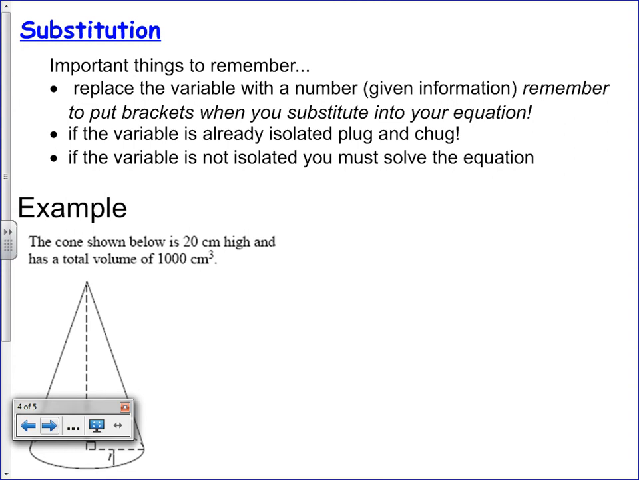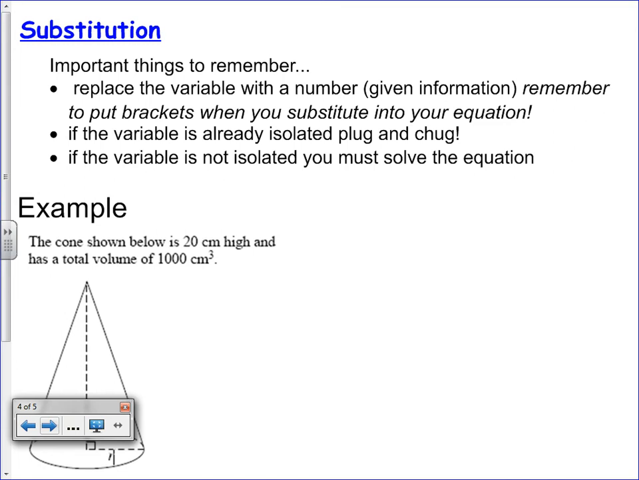Okay, the very last problem that we're going to do, substitution. Important things to remember. Replace the variable with a number that is going to be in your given information, either from a picture or a written explanation. Remember to put brackets when you substitute into your equation. If the variable is already isolated, all you have to do is just plug and chug. Put it into your calculator, tell me what the answer is. If the variable is not isolated, you must solve the equation.